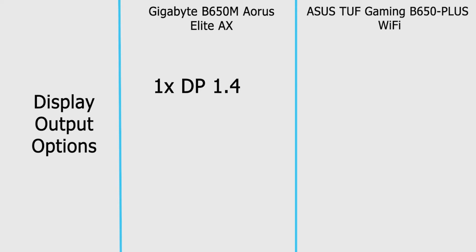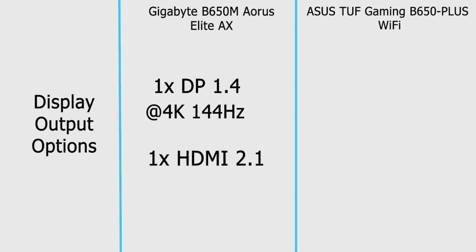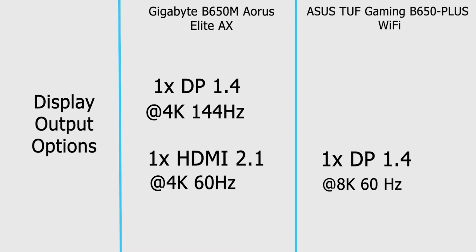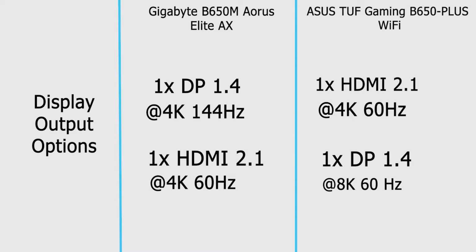Gigabyte has one display port supporting a maximum resolution of 3840 pixels by 2160 pixels at 144 Hz and one HDMI port supporting maximum resolution of 4096 pixels by 2160 pixels at 60 Hz. Asus has one display port 1.4 which supports maximum of 8K at 60 Hz and one HDMI 2.1 port which supports maximum 4K at 60 Hz.